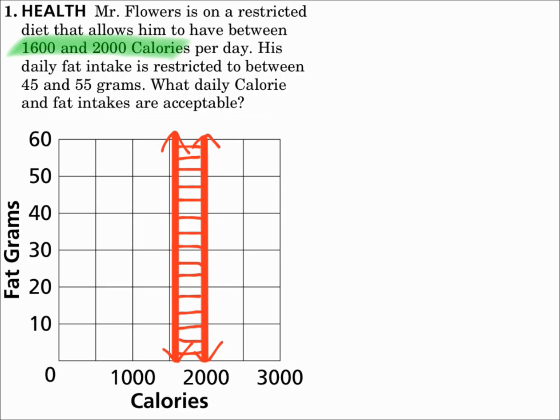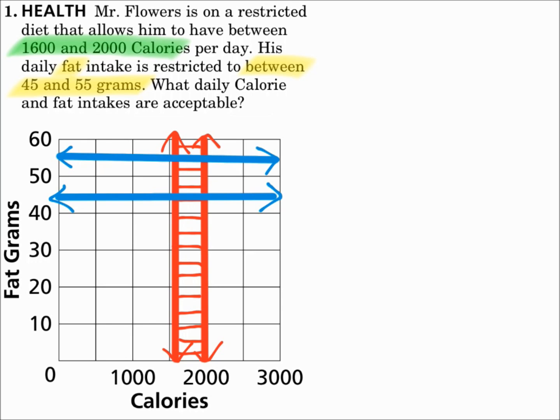Fat intake is between 45 and 55 grams. When fat is 45 grams, it's right there. 55 grams is right there. So his fat intake is between those. So we'll shade in between those two lines. The solution is where those overlap. Where red and blue overlap to make purple is in that region right there.